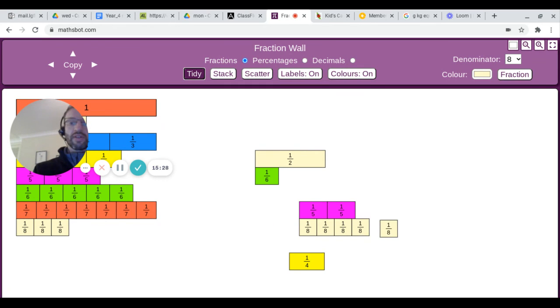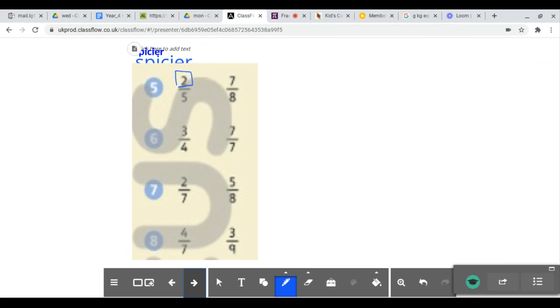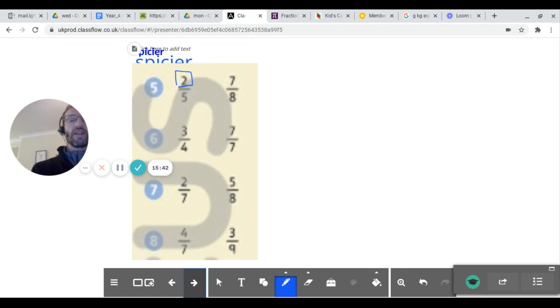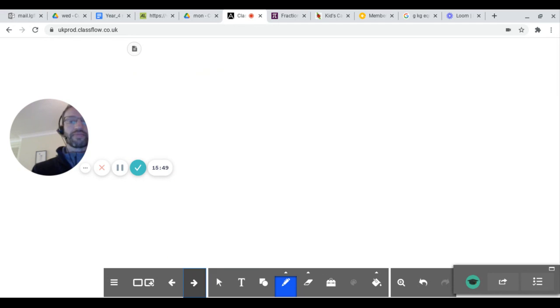Move me out of the way. 5, and I can see that the 7/8 is bigger than 2/5 already. 6, 7. 7/8 is greater than 2/5. So 7/8, 2/5. Which way round am I going to put the symbol? Make sure you get it right. Okay.